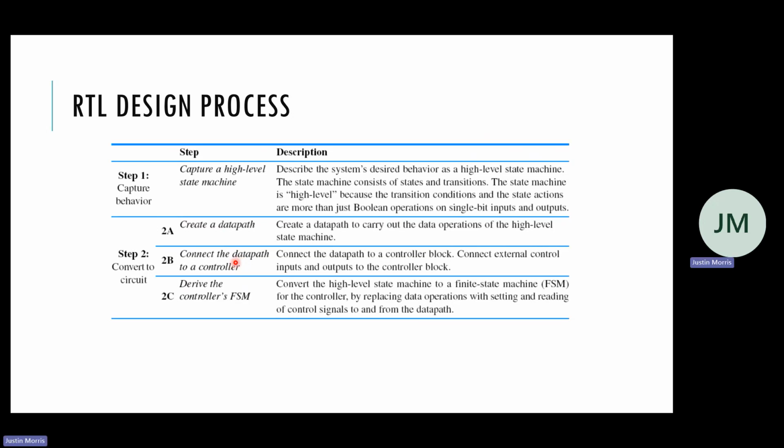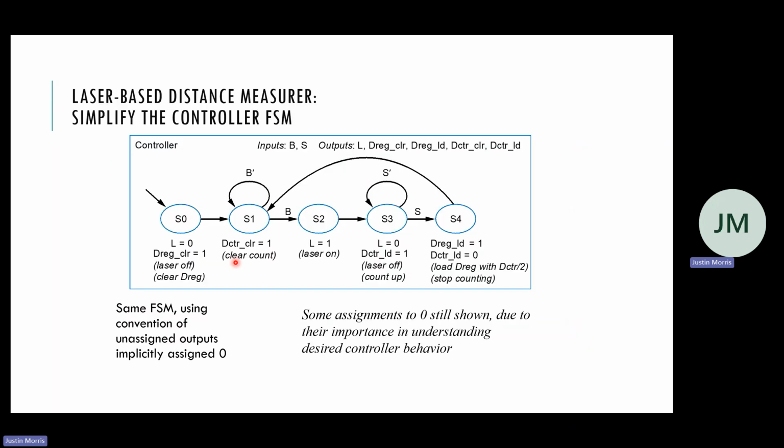How come when we get to S4, we don't transition to S0 instead? Because we want to display the distance until the next measurement. Because if we went from S4 to S0, the D-reg clear is 1. So then the distance would display for 1 cycle. So you wouldn't be able to see it.